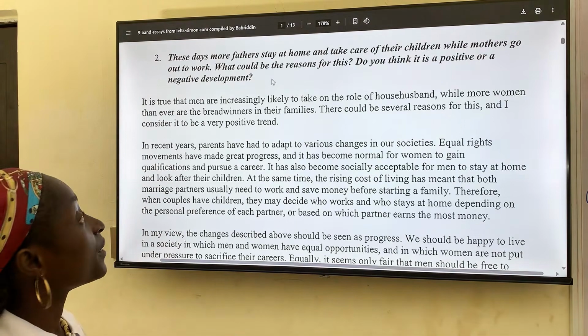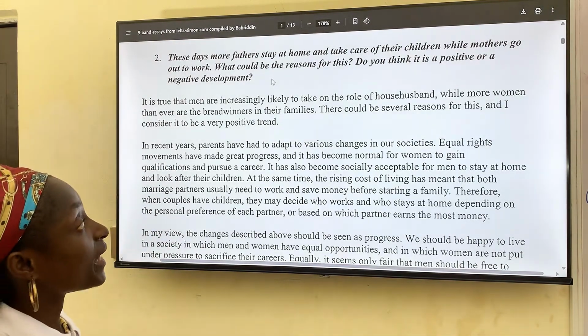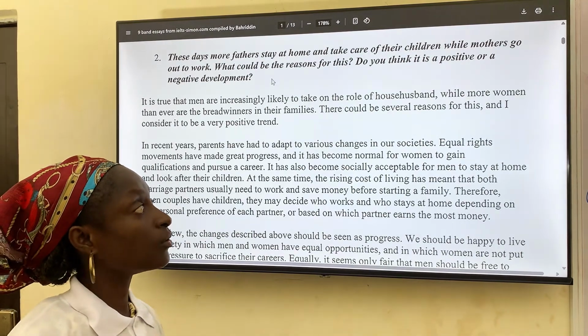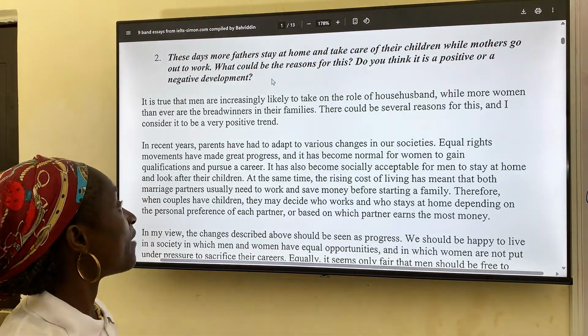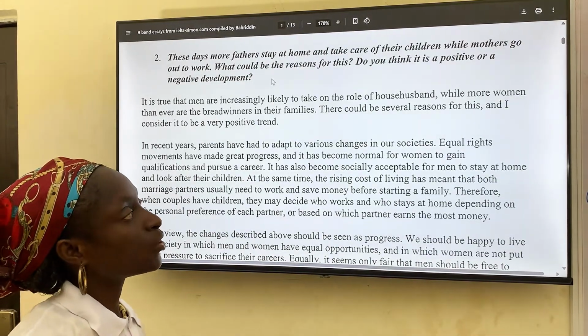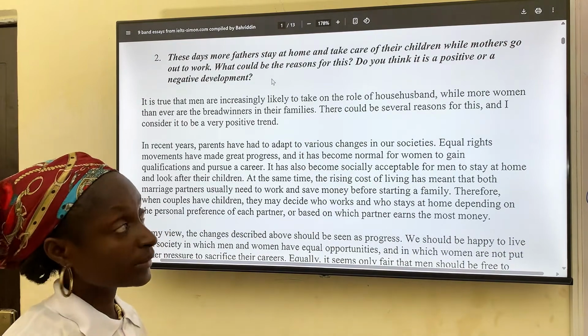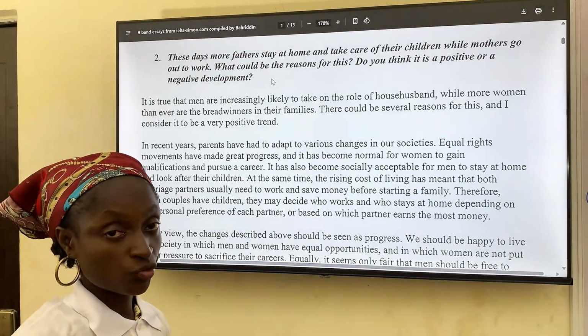It is true that men are increasingly likely to take on the role of house husband, while more women than ever are the breadwinners in their families. There could be several reasons for this, and I consider it to be a very positive trend.